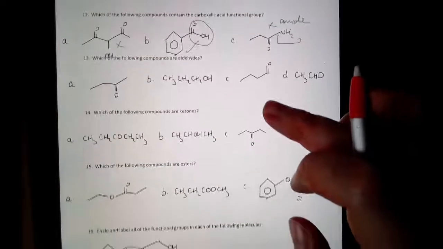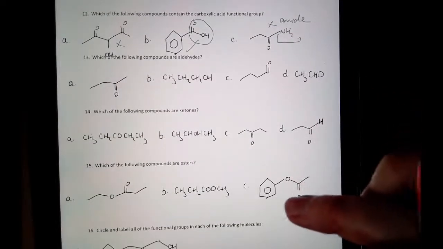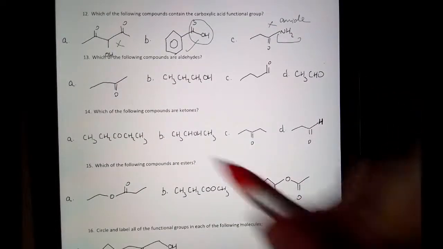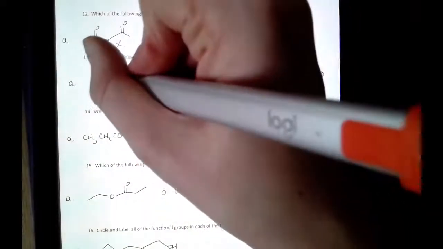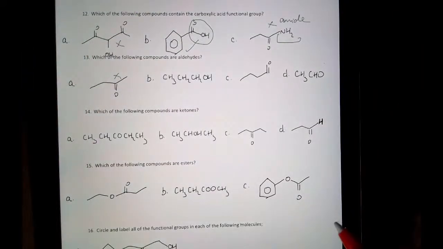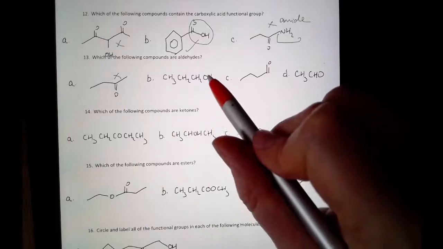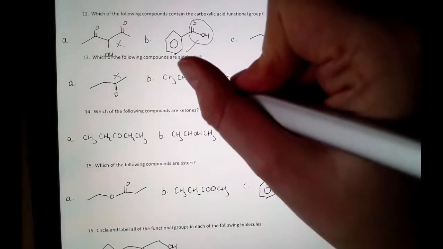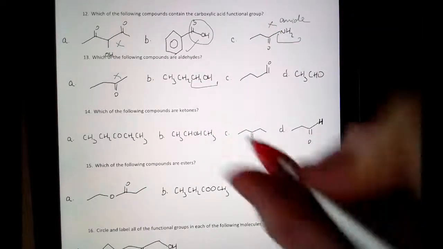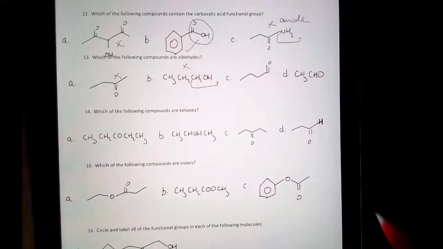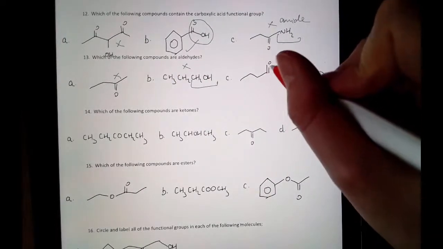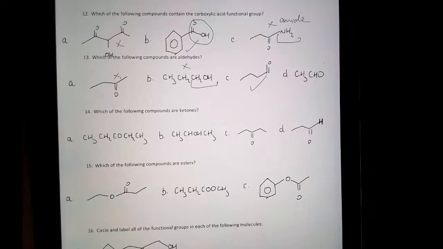The next one, I'm looking for aldehydes. To be an aldehyde, you have to have a C double bond O at the end of the chain. Here, I've got a C double bond O, but it's in the middle of the chain, so it is not an aldehyde. Here, I've just got an OH. When I write it out like that in structural formula, and I've just got OH, that tells me it's an alcohol. Here, I've got the C double bond O. It is at the end of the chain, so it is an aldehyde.